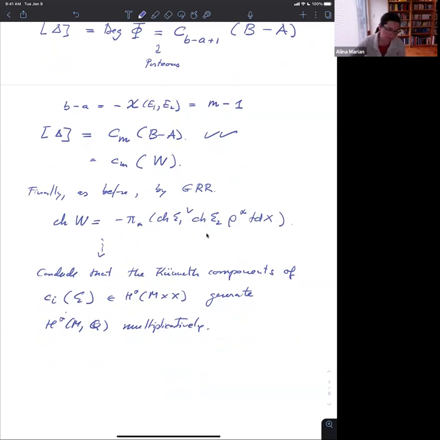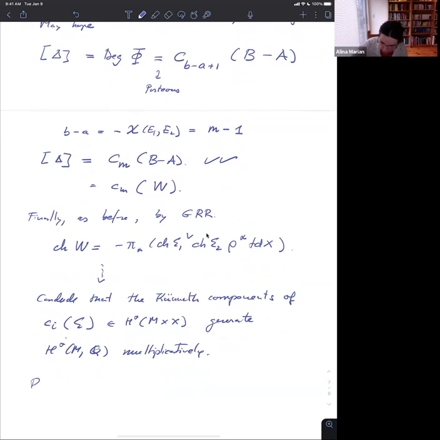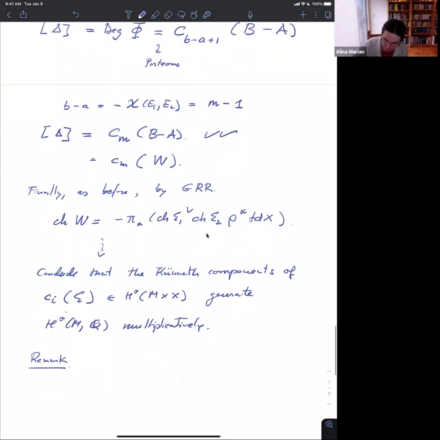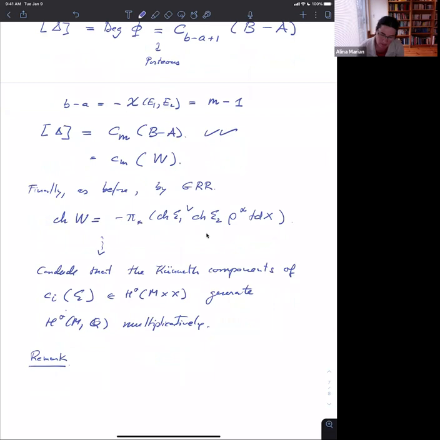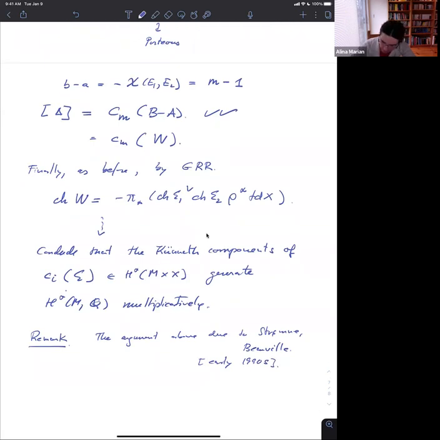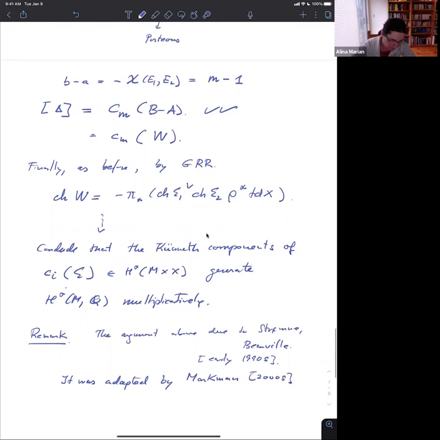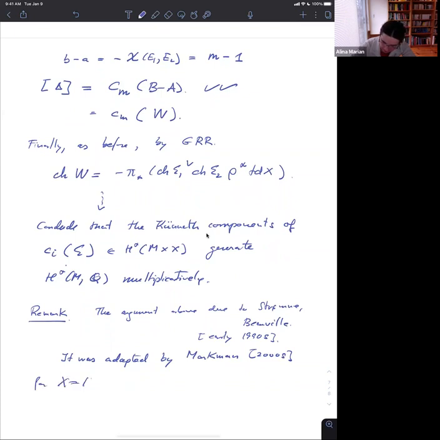Right. So I should also remark that this argument, of course, was given with this hugely simplifying assumption that x2 was equal to zero. So first of all, I should say that this argument is also due to Strømme, the argument above, and maybe Bovill, early 1990s, okay. And it was adapted by Markman to work in the case of a K3 surface. It's 2000s, for X a K3 surface.